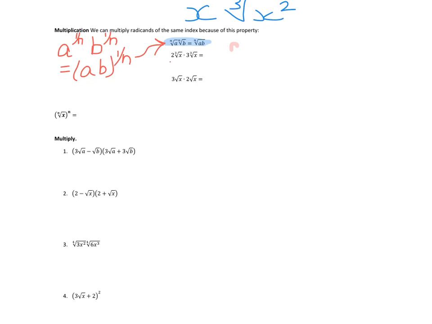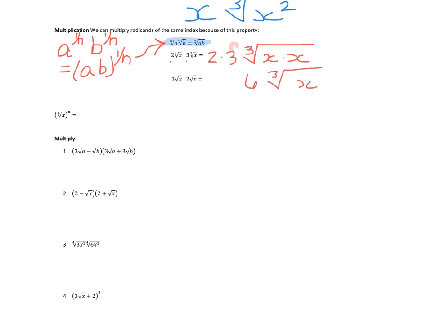So for instance, in this expression, we can look at 2 times 3. And then the next one, we have the same index, so we can combine the radicands underneath the same radical sign. And we get 6 times the cube root of x squared.